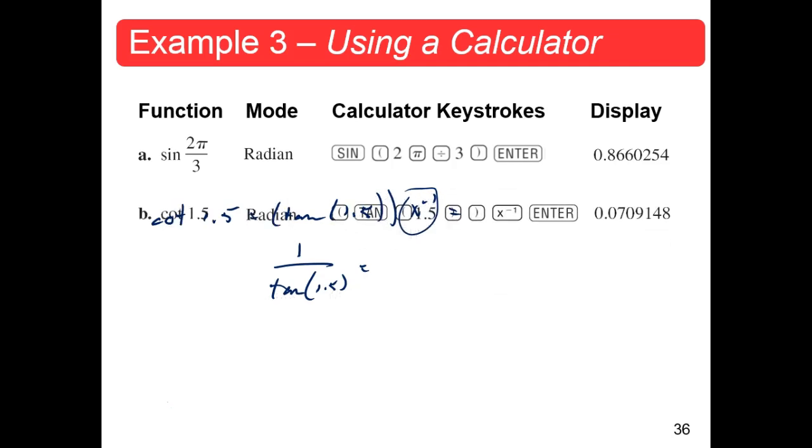0.0709. Okay. 0.0709. Yeah, perfect. There's no easy way you can look at a tangent or cotangent and know whether you got it right or not. Sine or cosine, secant or cosecant, you can tell if you're in the right ballpark. But with tangent and cotangent, there's hardly a way to tell.